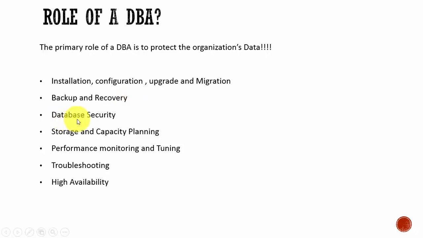Third one, database security. Securing the data is another important function of a DBA. The DBA must understand the security model and needs to know how to use it effectively to control access to the data. Yes, the DBA needs to control which users can log into the database, what objects they can access, and also track who did what in the database. He needs to understand all these things so that he can protect the database.